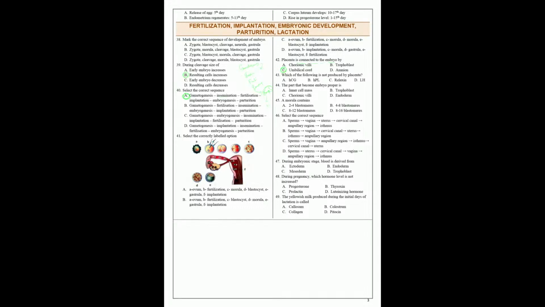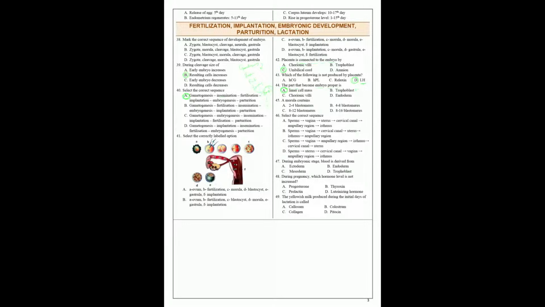LH will not be produced by the placenta. LH is produced by the hypothalamus. The part that becomes the embryo proper is the inner cell mass. Inner cell mass becomes the embryo proper. Trophoblast is the outer cell mass and this becomes the outer covering layer. So inner cell mass will be the correct answer.